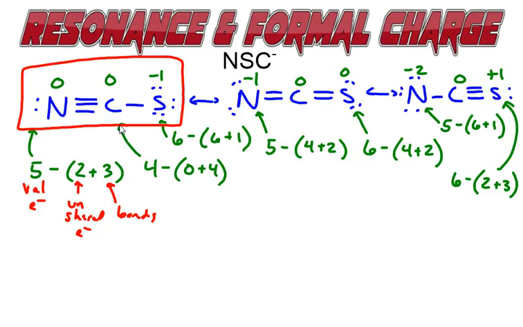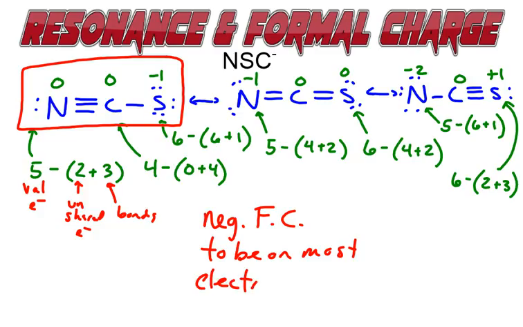Okay, so you want the negative formal charge to be on the most electronegative atom. So you have this situation here, or you have this situation. Okay? So if you both have -1s on 2 different atoms, you want the one that's on the most electronegative atom to be the negative. Okay?